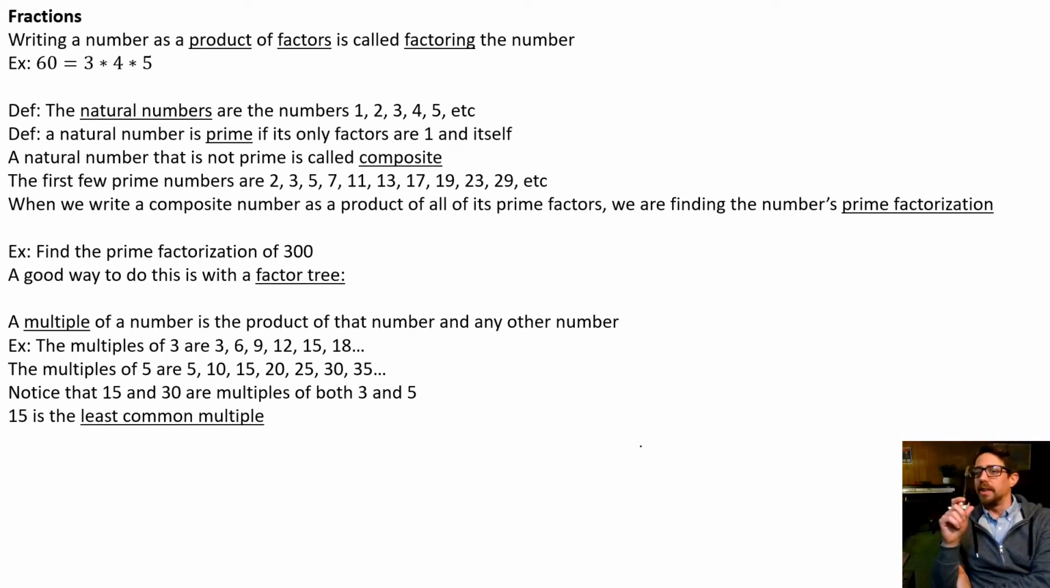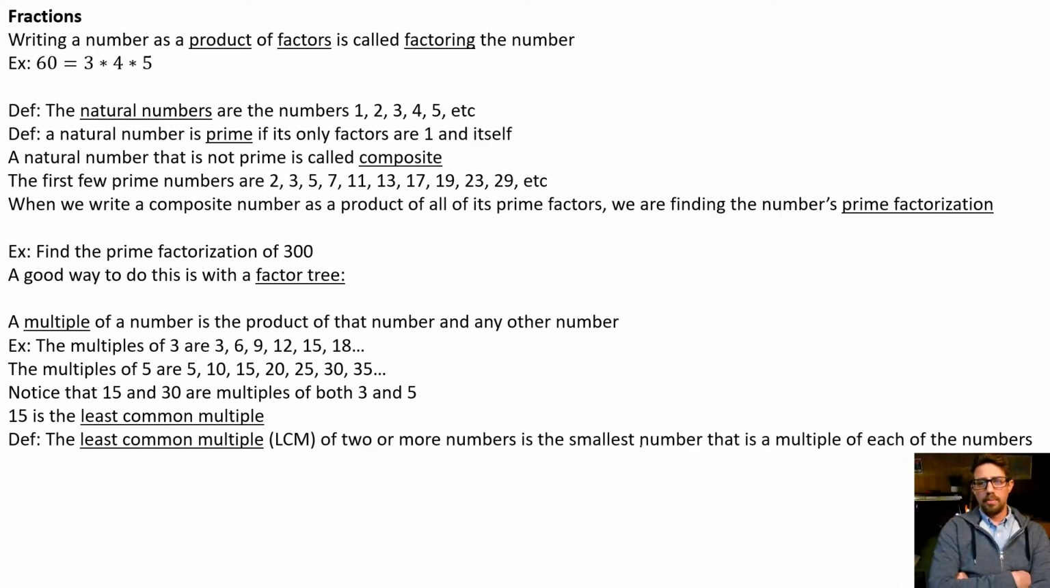15 is what's called the least common multiple. I think just from the word, it's pretty obvious what that means. But here's a definition anyways. The least common multiple of 2 or more numbers is the smallest number that is a multiple of each of the numbers. So it doesn't have to just be 2. It could be 3 or 4.